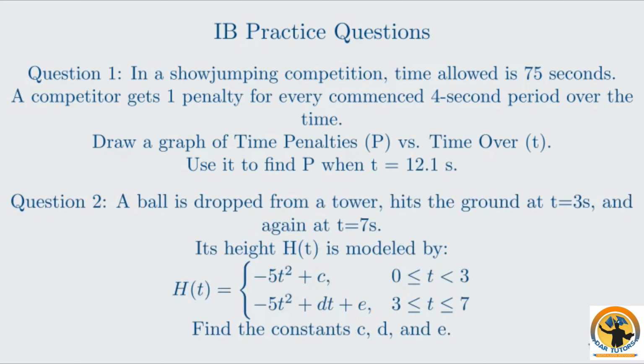Question 2 gives a piecewise model for the height of a bouncing ball, h, after t seconds. The ball is dropped from a tower, bounces at 3 seconds, and hits the ground again at 7 seconds. You need to find all the unknown constants in the model.